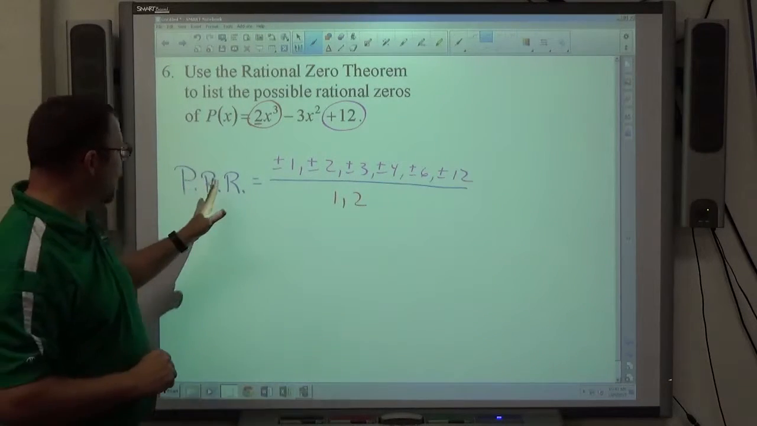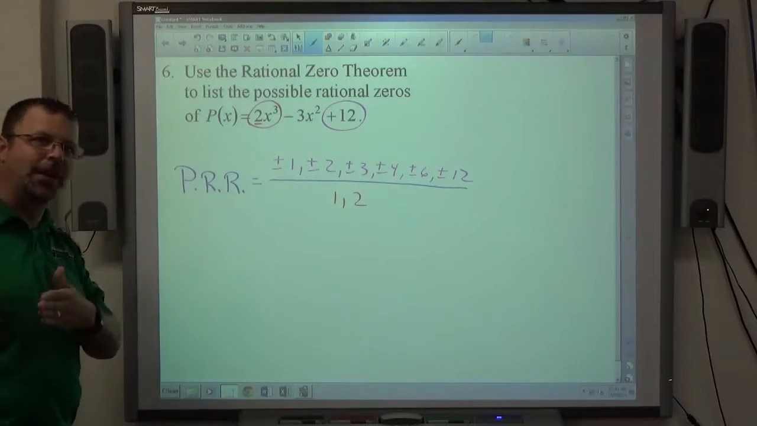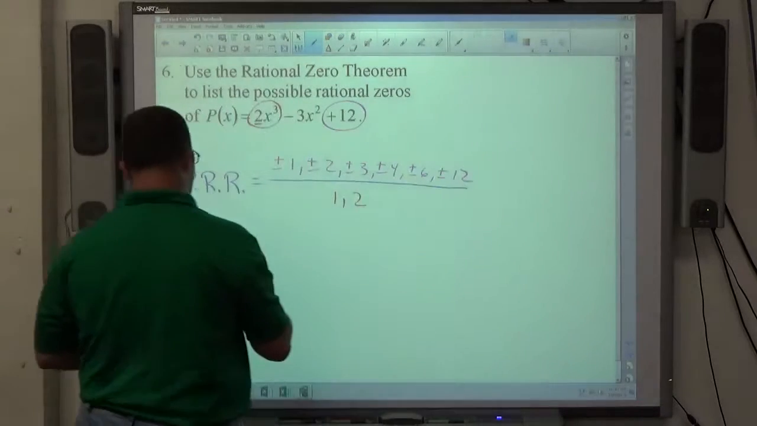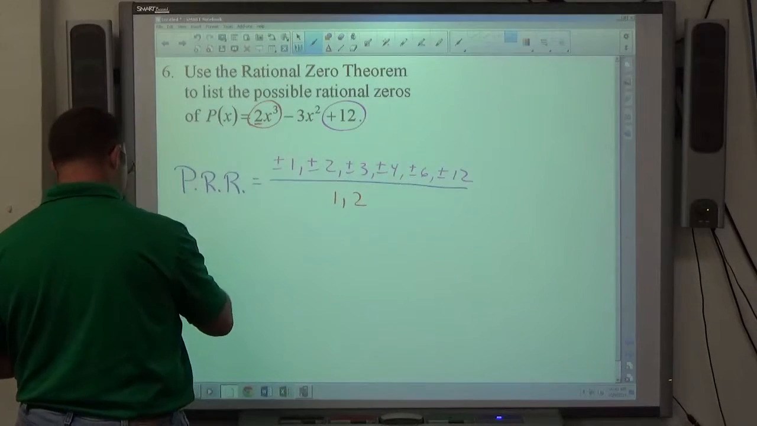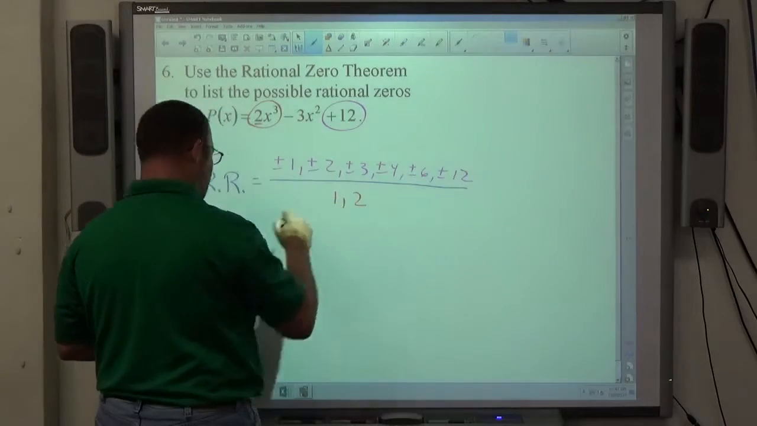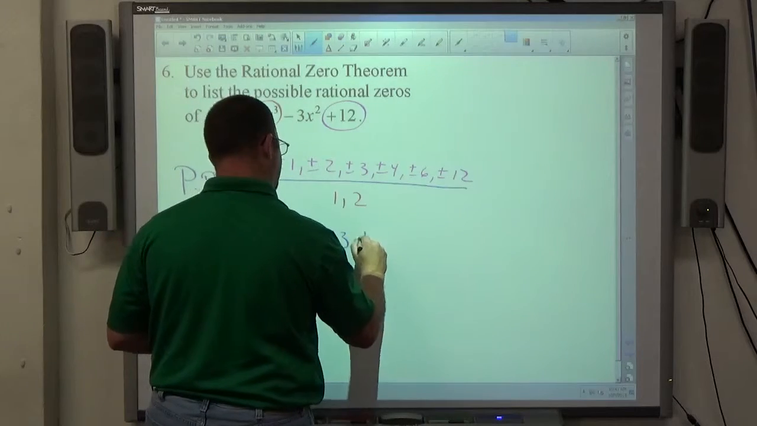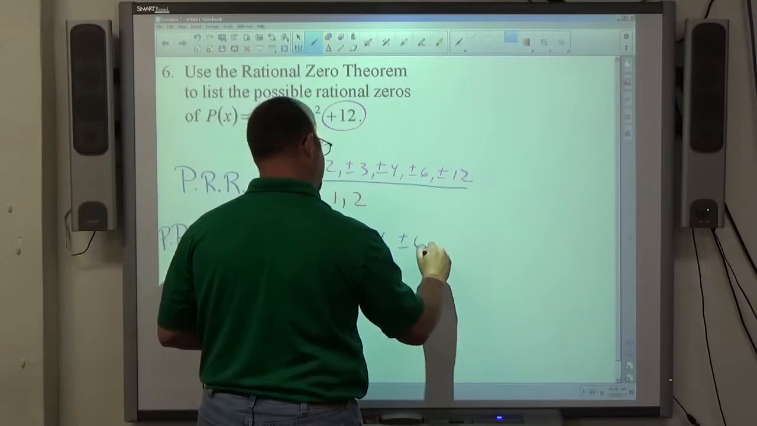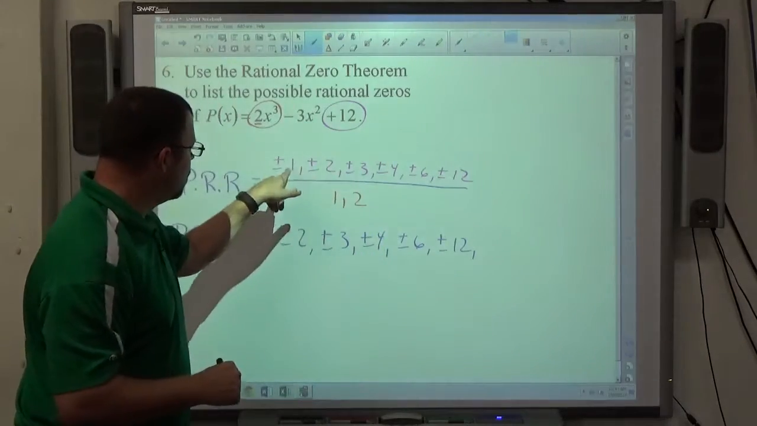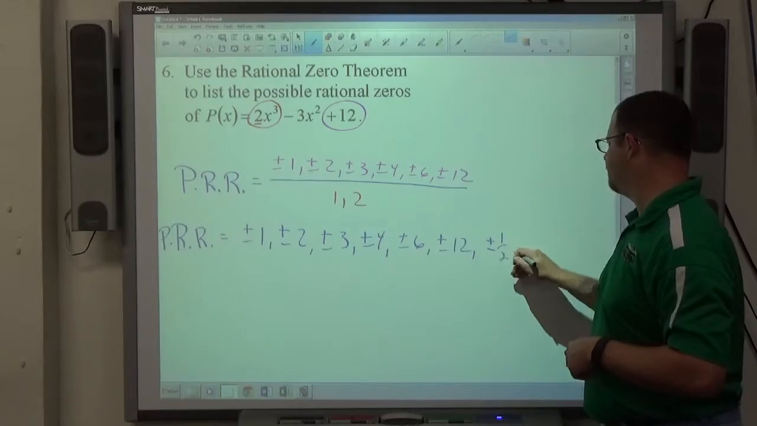And all the possible rational roots are every one of the purple numbers divided by every one of the red numbers. And if we get a reduced version of the same thing, we don't write it twice. So the possible rational root list on this one is simply going to be all these numbers divided by 1, so all those numbers. And then all those numbers divided by 2. 1 over 2 is different. We haven't gotten a half yet, so plus or minus a half.